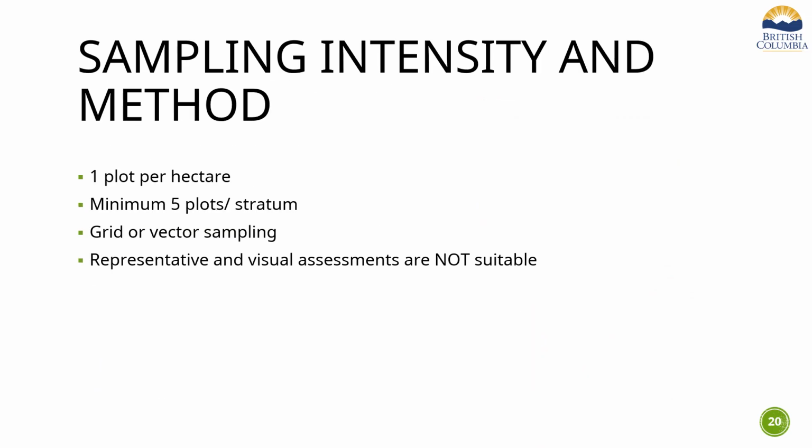Okay, next, you need to determine the sampling intensity and method. You should go at 1 plot per hectare. These stands are typically highly variable, and there's no statistical analysis associated with the survey method, so it's required. You also need to use grid or vector sampling. Representative and visual assessments just aren't an option for this survey method.